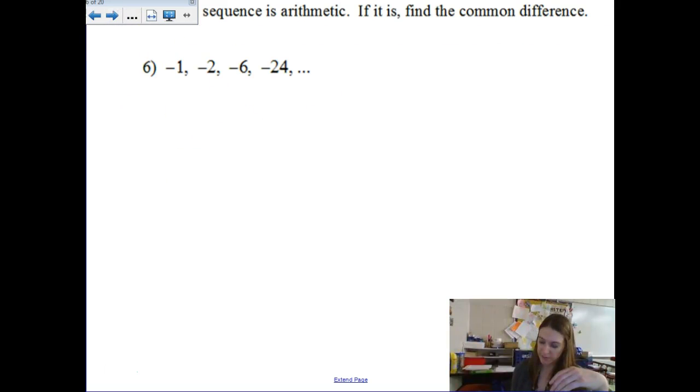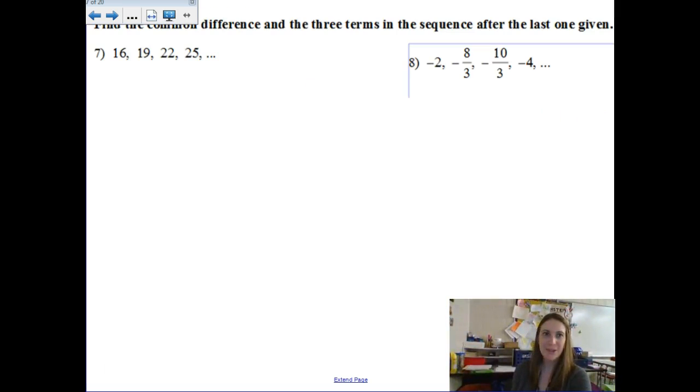So this next one, they subtracted 1, and then here they subtracted 4. So right away, I can tell this is not arithmetic. My technology is not working out right today. Let's try this again. I'm just going to say no. You don't need a big long explanation as to why.